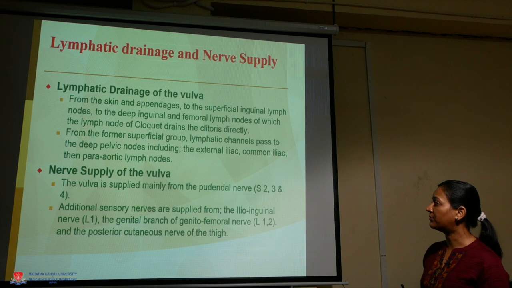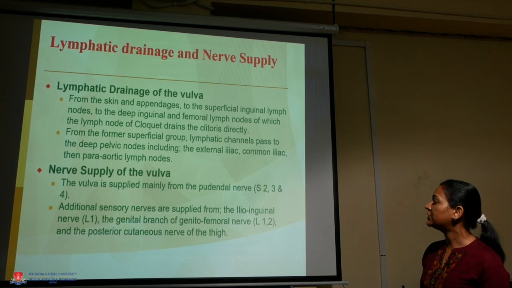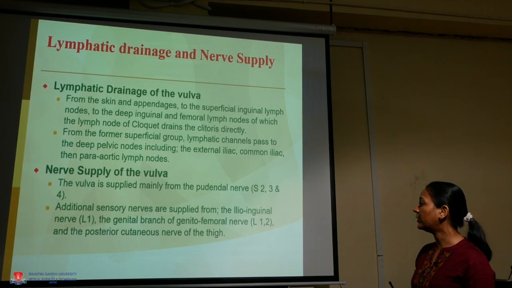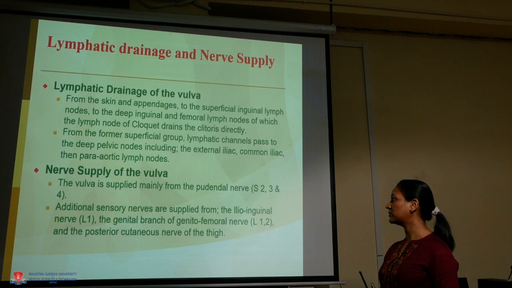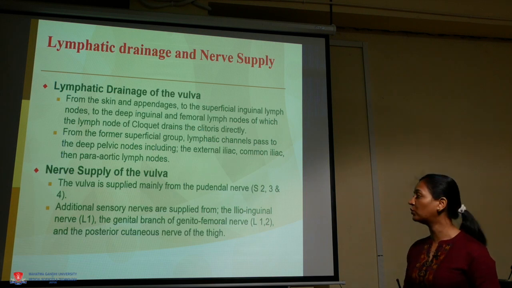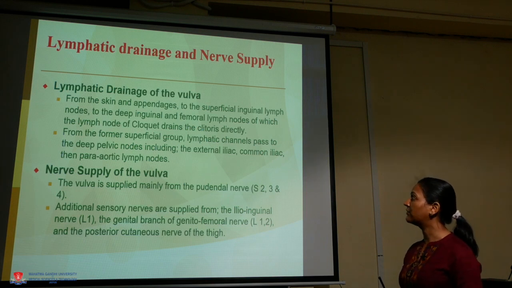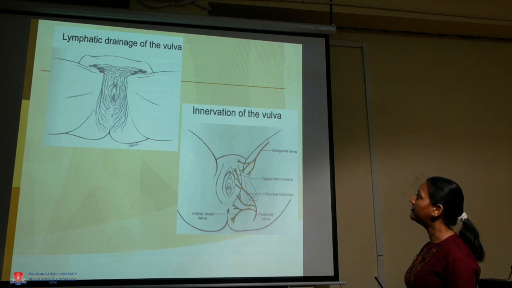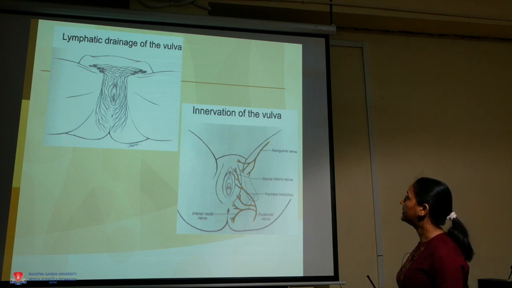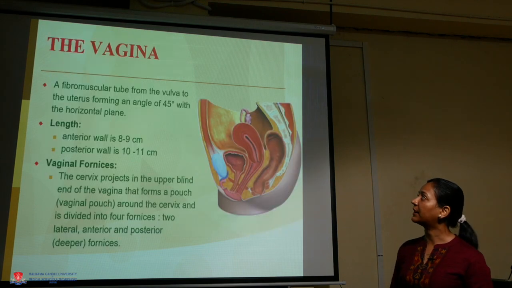Nerve supply of the vulva. The vulva is supplied mainly from the pudendal nerve which comes from S2, 3 and 4. Additional sensory nerves are supplied from the ilioinguinal nerve L1, genital branch of the genitofemoral nerve L1-2 and the posterior cutaneous nerve of the thigh. This is the lymphatic drainage of the vulva and this is the innervation by ilioinguinal nerve, dorsal clitoris nerve, perineal branches, pudendal nerve and the inferior rectal nerve.